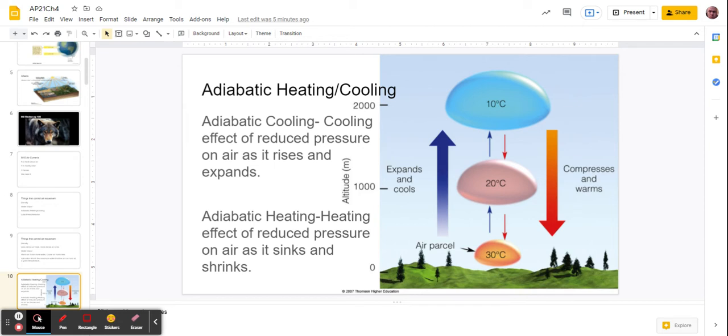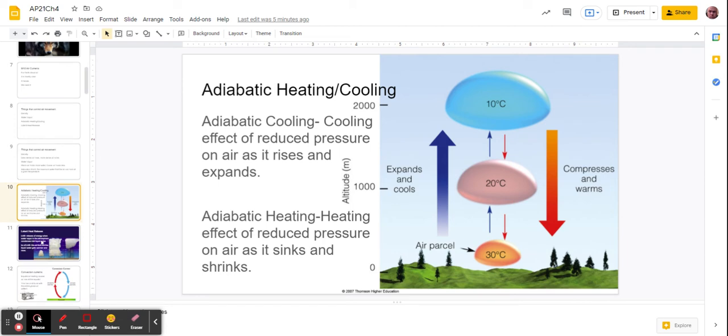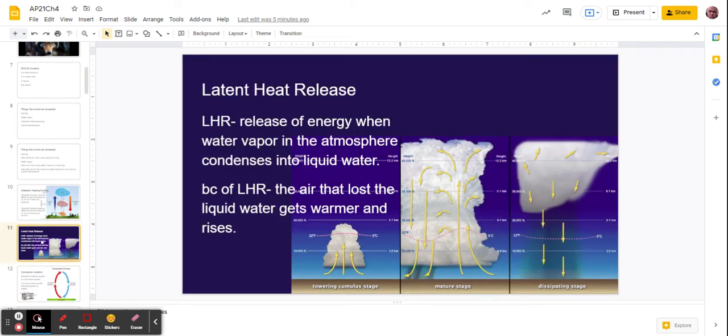Adiabatic heating is the effect of increased pressure on the air, and it shrinks. So there's more pressure, so it falls down. They work off of each other. So when we talk about latent heat release, we're talking about thunderstorms here. This time of year, perfect time to discuss this.